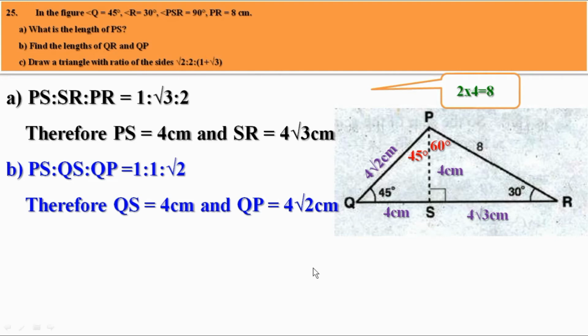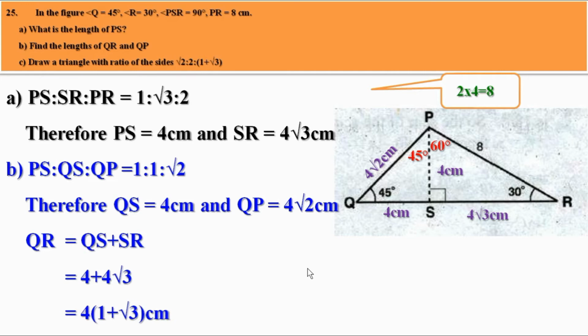From the figure, QR equals QS plus SR. QS is 4 centimeters and SR is 4 root 3 centimeters. 4 is a common factor. Taking 4 outside, we can write 4 into (1 plus root 3) centimeters.